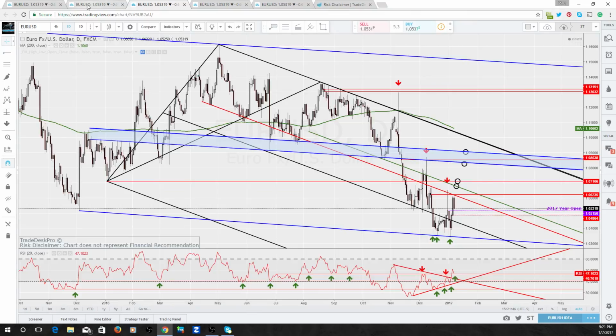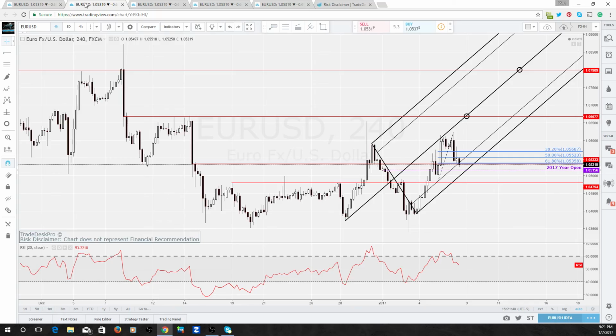All right, then a 4-hour chart. A lot less lines. A lot of people are going to be happy. 4-hour chart, a fork that I like, because here price tested the median line, should go down and test the lower parallel, which in this case is the 2017 year open.